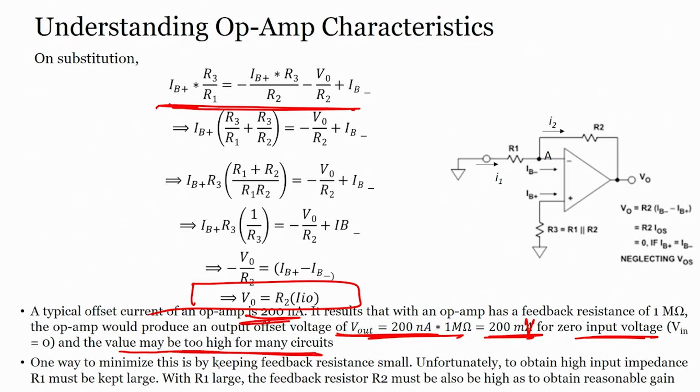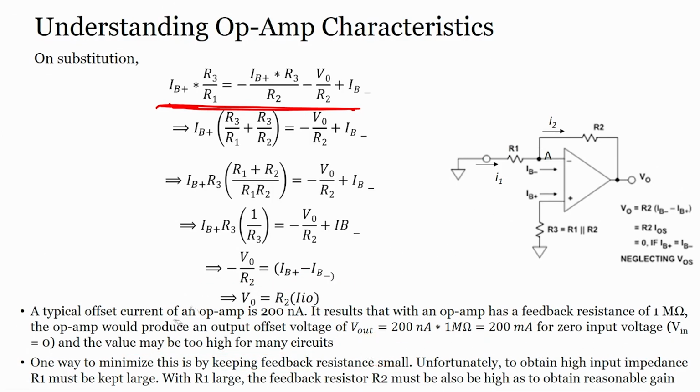One way to minimize this is by keeping the feedback resistance small. Unfortunately, to obtain high input impedance, R1 must be kept large, otherwise we will not have high input impedance, and we know that in an op-amp we should have extremely high input impedance. So we cannot do that. Feedback resistor R2 must also be high, otherwise we cannot have gain, the same problem. If I could reduce the value of R2, I would have a minimum effect, but I cannot, and that is why I do not have any solution up to this point.